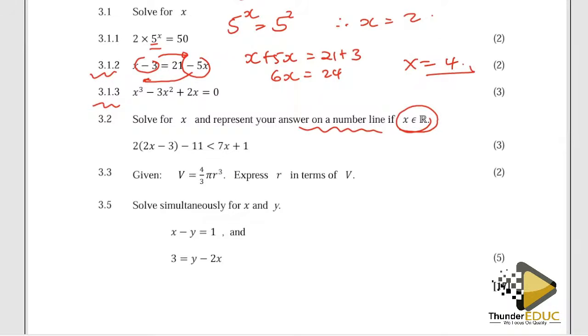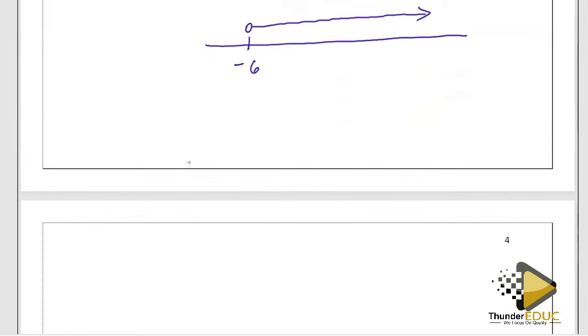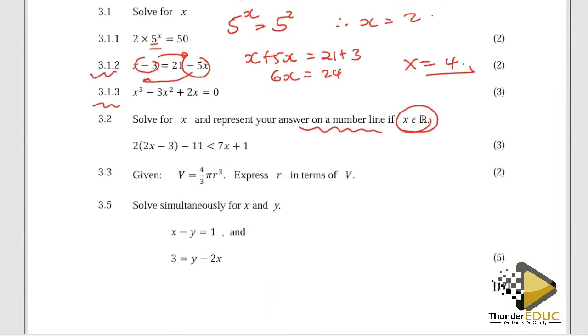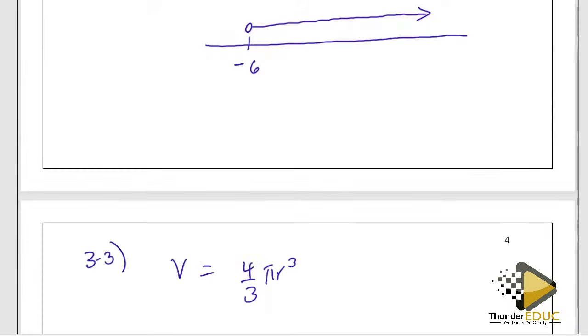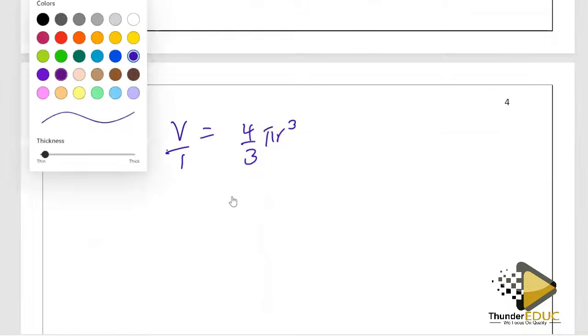So that is how we get those 3 marks. Now 3.3, given that V, this represents the literal equations, okay? So 3.3, we're being told that V is equal to 4/3 pi radius cubed. Is that correct? 4/3 pi r cubed. They want us to express r in terms of V. In other words, they want us to make r the subject. Okay, step number one, you can get rid of this. So I will make that over 1, just to make life easy for me.